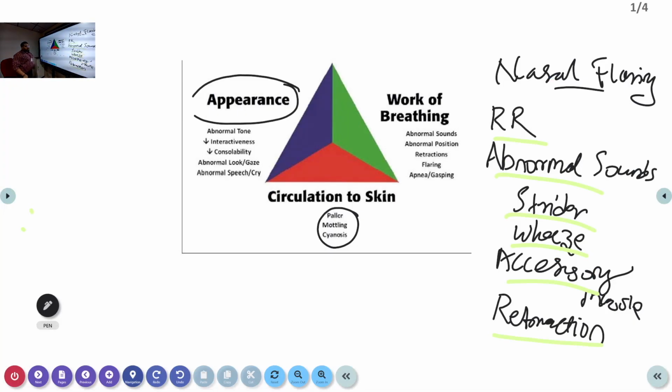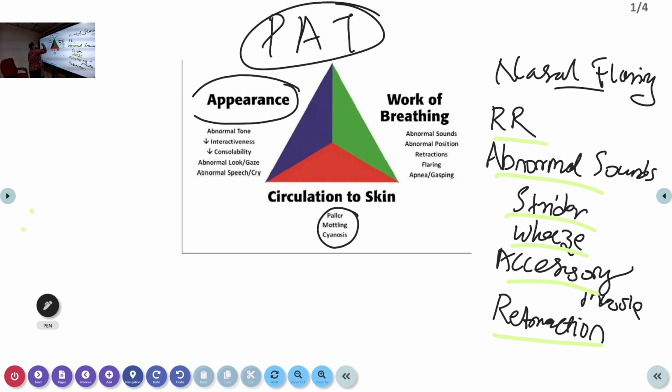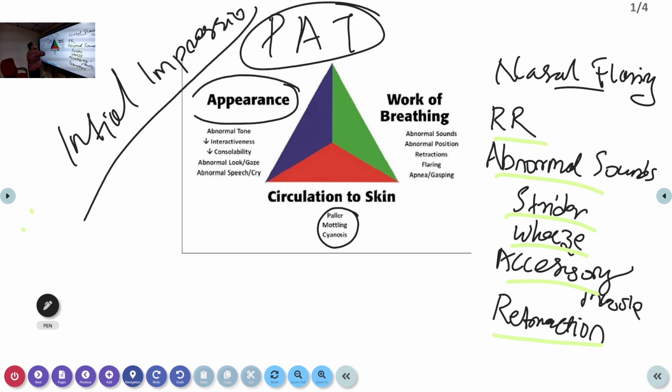Whether skin mottling is there or not, and whether there is cyanosis. So from these things, by doing the 10-second assessment, what is called the pediatric assessment triangle, we are getting an initial impression of the child. With this initial impression, we are coming to a conclusion whether the child is very sick or stable, and it also gives us a clue whether this child has a respiratory issue or a circulatory issue.